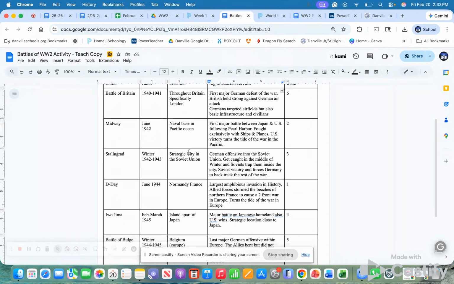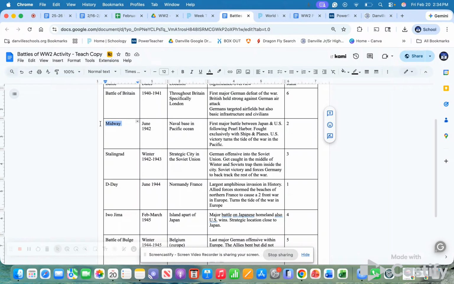All right. Another one that's very popular is Midway. We'll actually watch a movie after state testing over this specific battle. This is the first major U.S. battle following Pearl Harbor. This was fought exclusively with ships and planes, so there's no fighting on land. It's specifically in the Pacific Ocean. And to give you an idea, this is the midpoint between Hawaii and Japan, so it's a very strategic location in the Pacific Ocean.